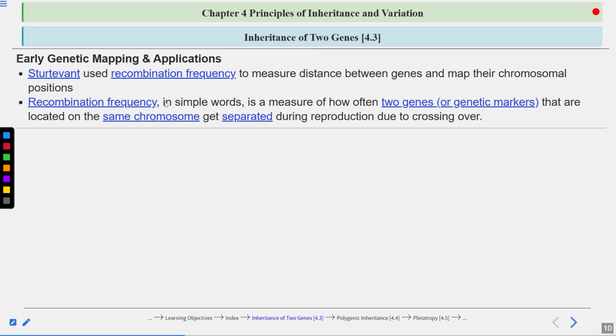Now, recombination frequency. What is recombination frequency? In simple words, it is a measure of how often two genes, also known as genetic markers. So genes can be called as genetic markers as well. So how often two genes that are located on the same chromosome, they get separated during reproduction due to crossing over. So in recombination, crossing over occurs. Okay. So how often the two genes located on the same chromosome, they separate during the reproduction. Okay, during the gamete formation. Gamete formation occurs by meiosis.